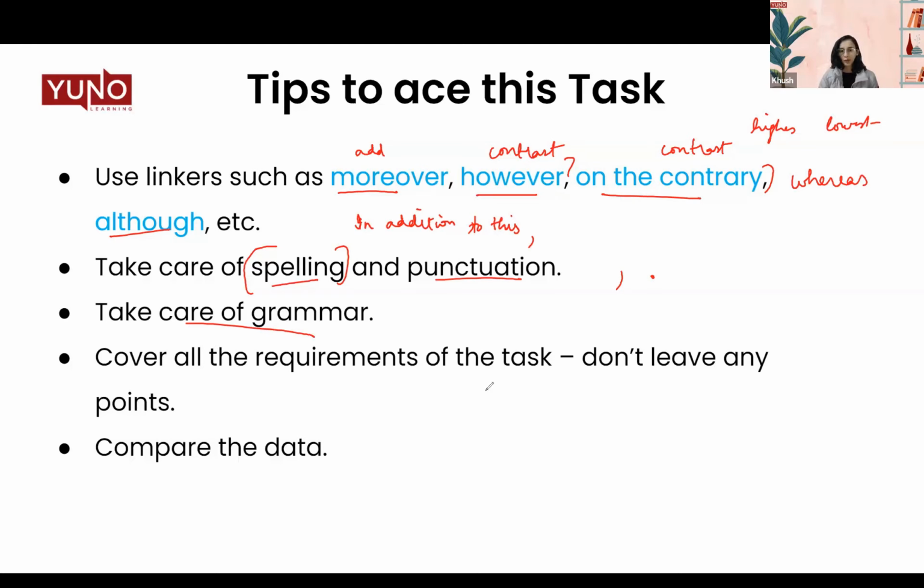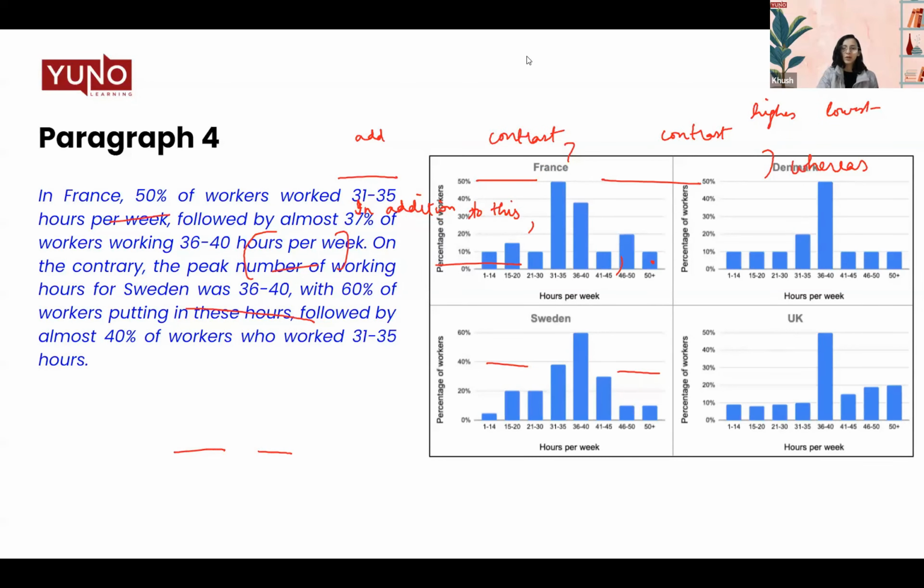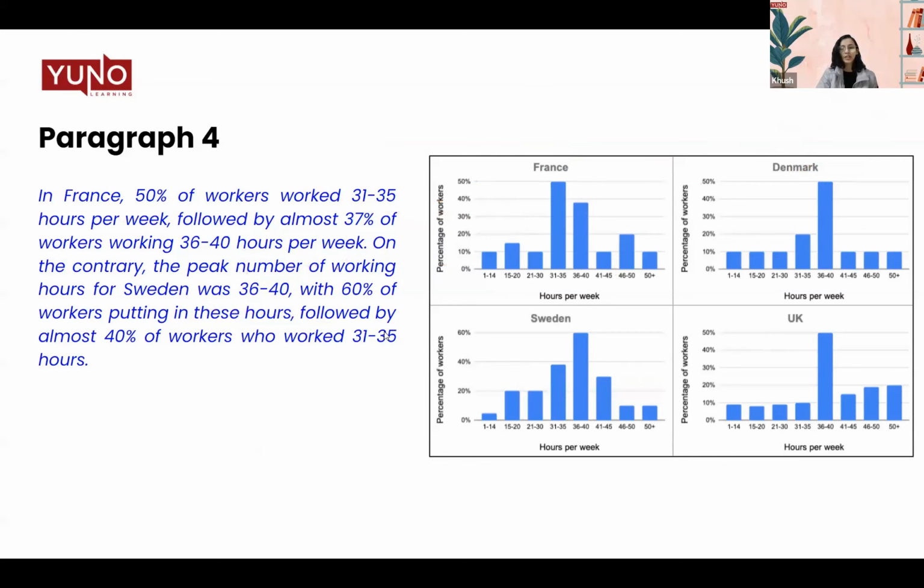Cover all the requirements of the task. Do not leave any points. For example, summarize, highlight, give the structure to your task one, and compare the data. Do not just simply quote data. Make sure that you draw as many comparisons as possible. For example, the comparisons that we made with, let's go back and see what countries we made comparisons for. Yes, the countries like Denmark and UK. So make all these comparisons. If you can see some sort of pattern emerging, make sure that your report is showcasing that.